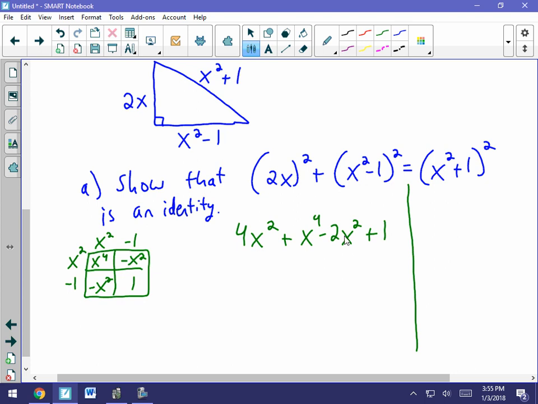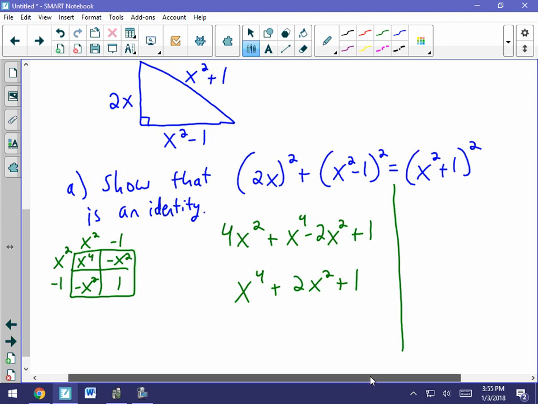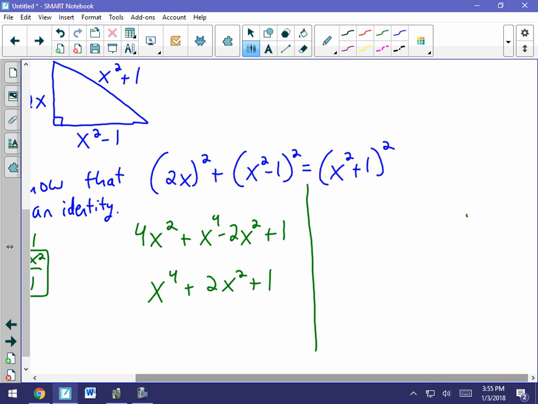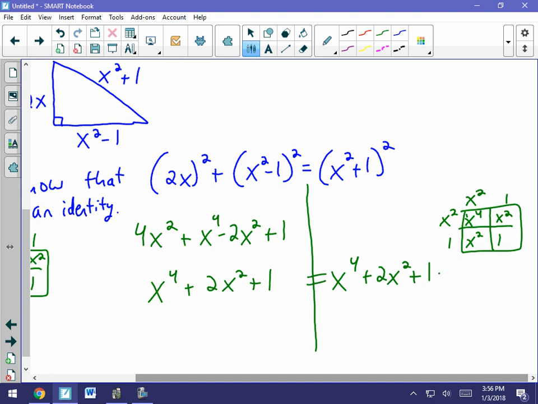Then I do have some like terms I can put together there. So I'm going to end up with x to the 4th, and then a positive 2x squared, and then plus 1. So when I multiply this out, I should end up getting that. I'm going to scooch over here a little bit and do it on the side. Let me do my 2 by 2 multiplication for (x squared plus 1) squared. So x to the 4th and a couple of positive x squareds, plus 1. So that ends up being x to the 4th plus 2x squared plus 1, which is exactly what we wanted.